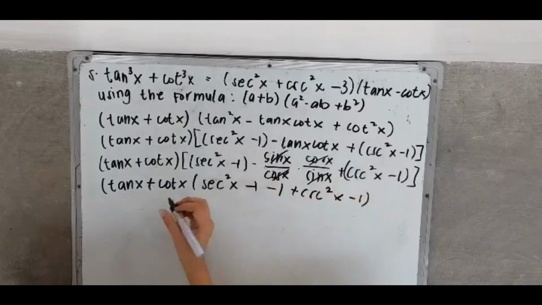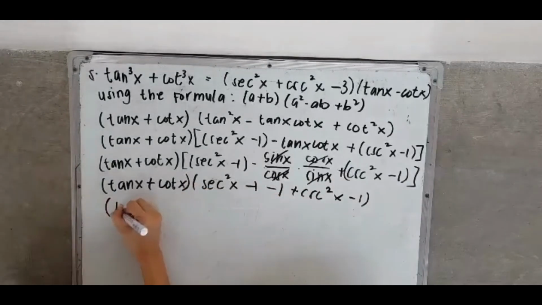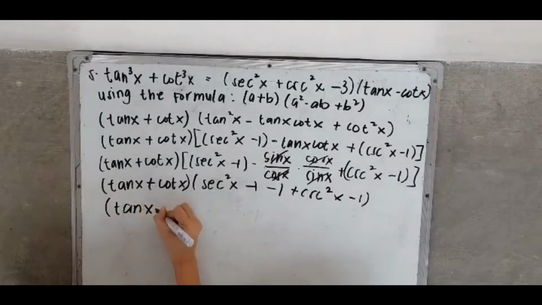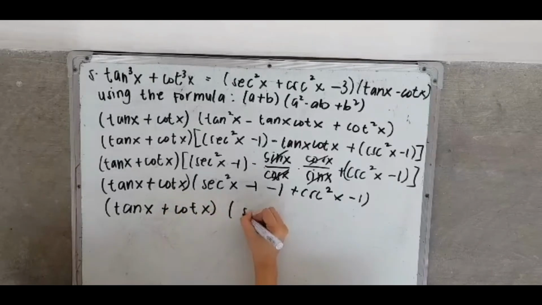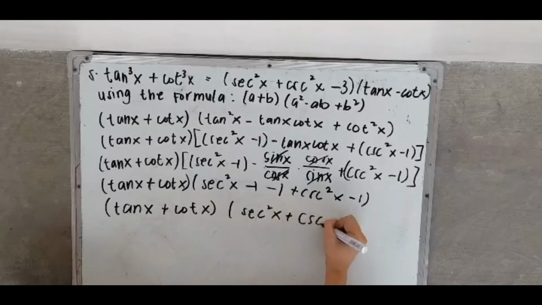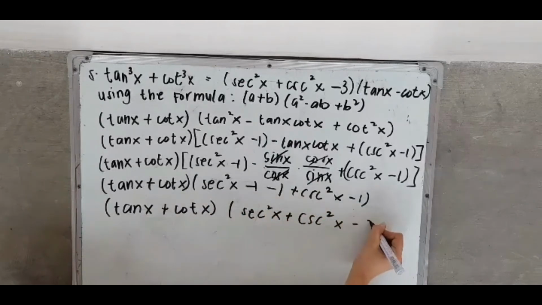We now combine like terms. The answer will be secant squared x plus cosecant squared x minus 2. Tangent x plus cotangent x times secant squared x plus cosecant squared x minus 3 is the final answer.